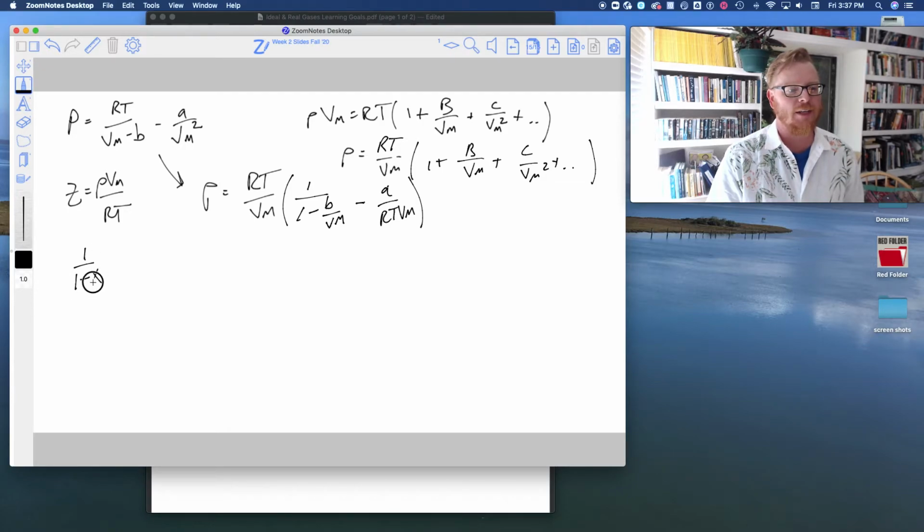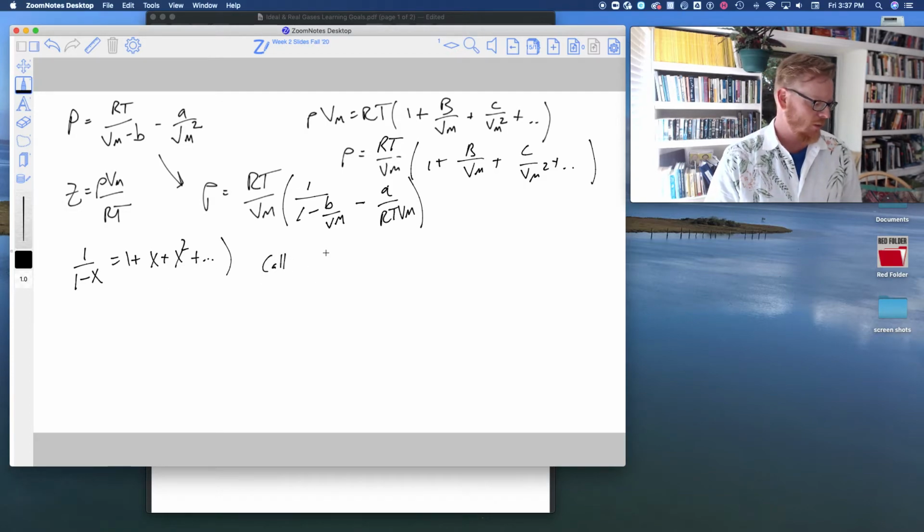We're going to see Maclaurin again. So here is our general Maclaurin expansion, et cetera, et cetera. 1 over 1 minus x equals 1 plus x plus x squared, and so forth. And now if I look at this, that's kind of looking like a Maclaurin series expansion, right? So here I'm going to call b over Vm equal to x, right? 1 over 1 minus x, 1 over 1 minus b over Vm.